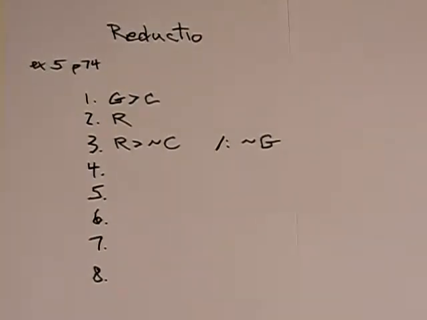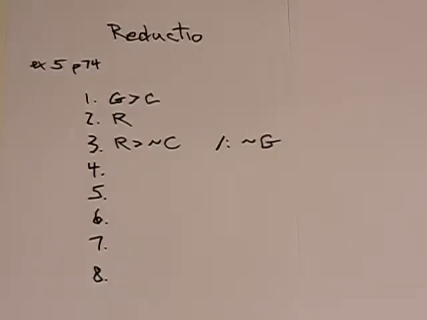Here's a relatively simple reductio strategy proof. It's exercise 5 from page 74 of the text. Taking a scan of what we have, a negative conclusion. We want to get not G. And we can see in lines 1 and 3 pieces out of which a contradiction could be constructed.